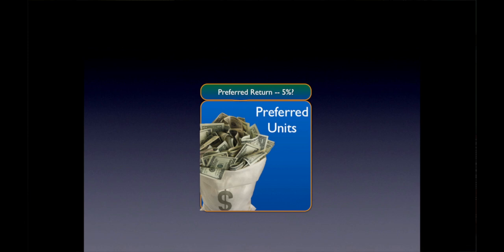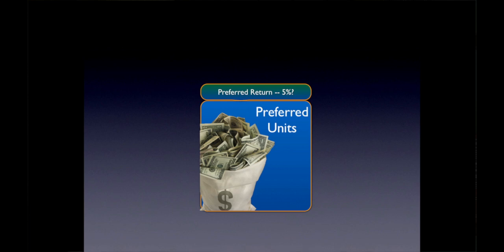The owners of the preferred units will be entitled to a return of that $100,000 whenever the partnership's ever liquidated, plus each year if the preference is 5%, they get 5% of that initial contribution, or $5,000 a year. So that's the preferred units. Return of the initial capital whenever the partnership's distributed, and their preference rate of, let's say, 5%.